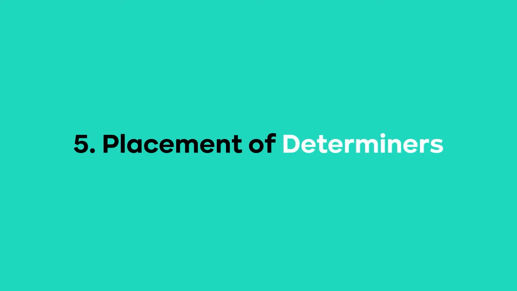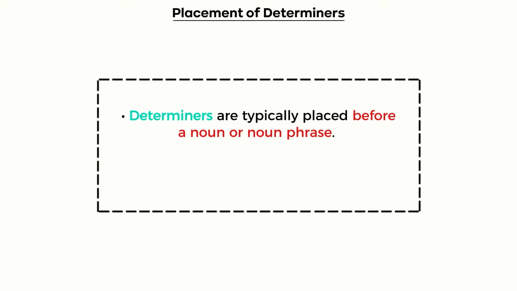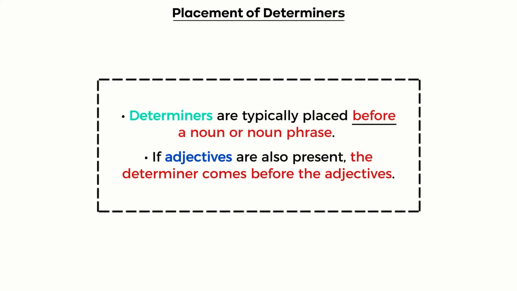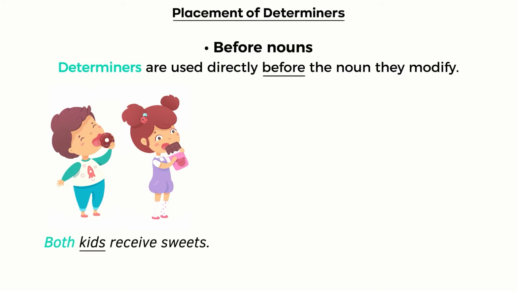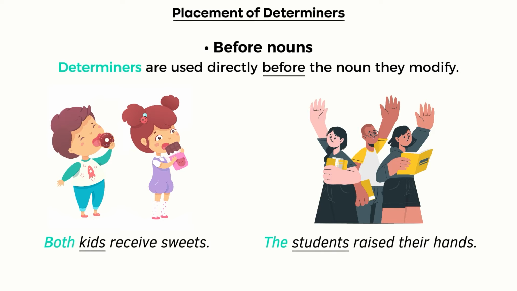Placement of determiners. Determiners are typically placed before a noun or noun phrase. If adjectives are also present, the determiner comes before the adjectives. Before nouns. Determiners are used directly before the noun they modify. For example, both kids received sweets. The students raised their hands.